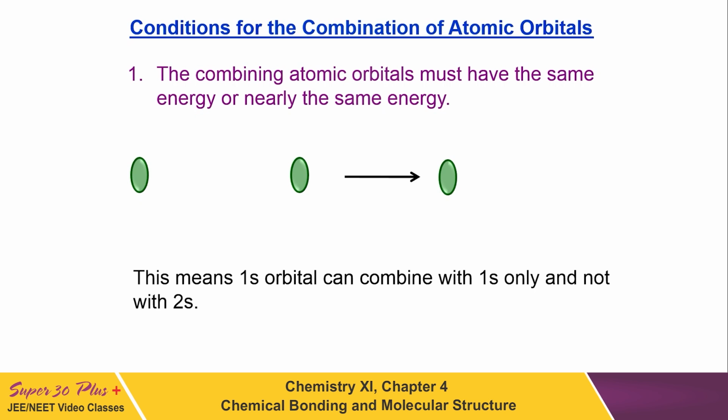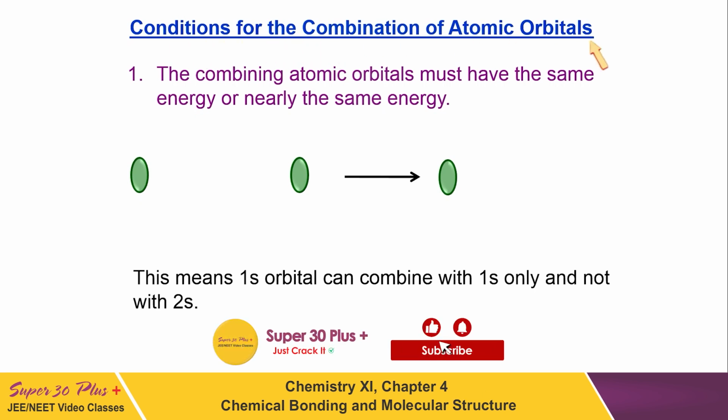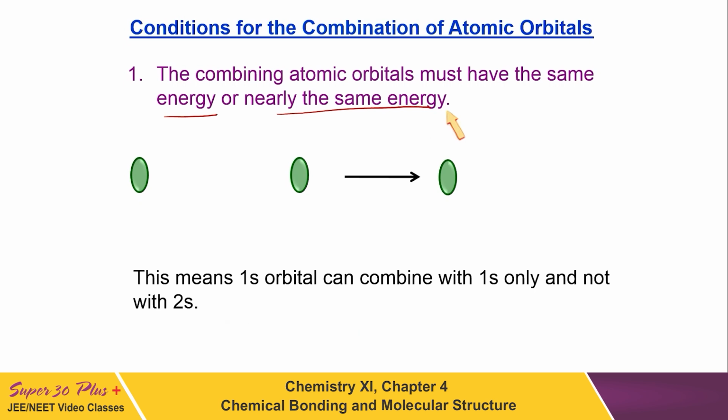Now how do we form the molecular orbital? Moreover, how do we combine the atomic orbitals? There are some conditions. The combining AOs must have the same energy or nearly the same energy. There should not be very much difference, which means a 1s orbital can combine with a 1s only, not with a 2s. If you try to form any MO between 1s and 2s, this will simply fail. No molecular orbital can be formed by the combination of 1s and 2s, as they have a very big difference in energy.